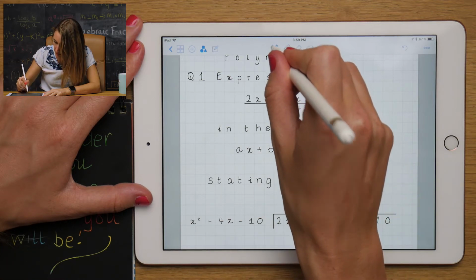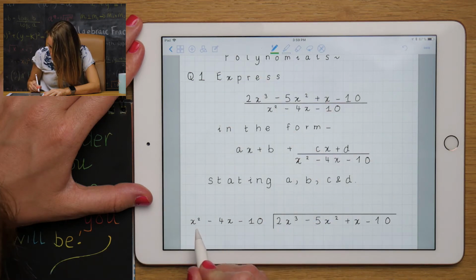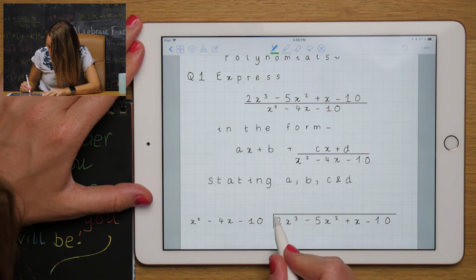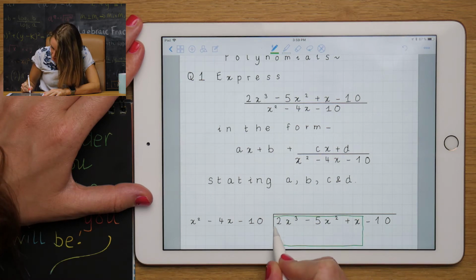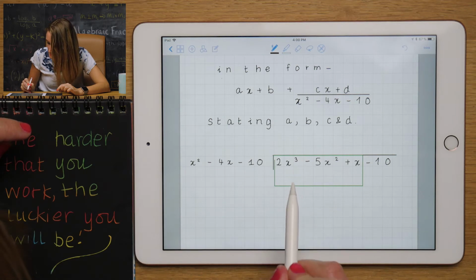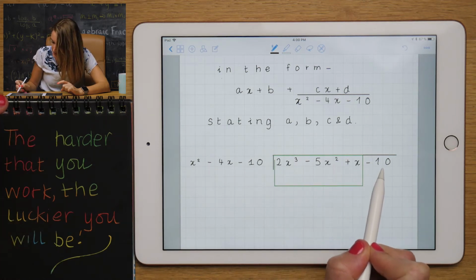So as before, we're going to take a little section. In this case, because we've got 3 instead of 2, I'm going to section off here 3 and make some space underneath. You can see that mine has all of the x cubed, the x squared, the x, and the number.